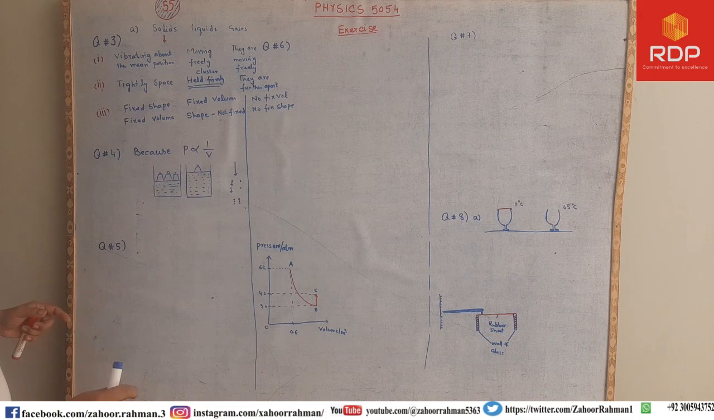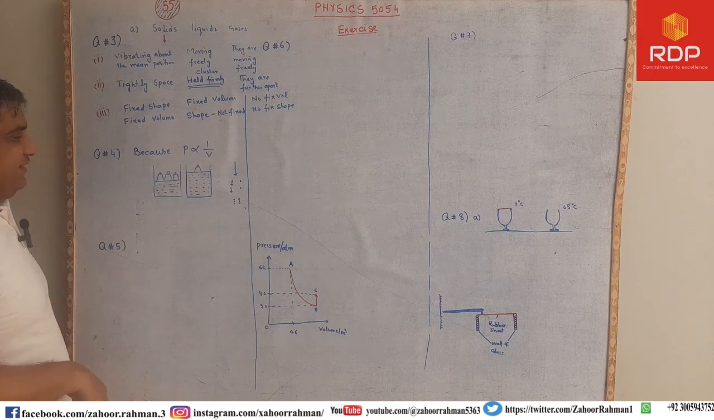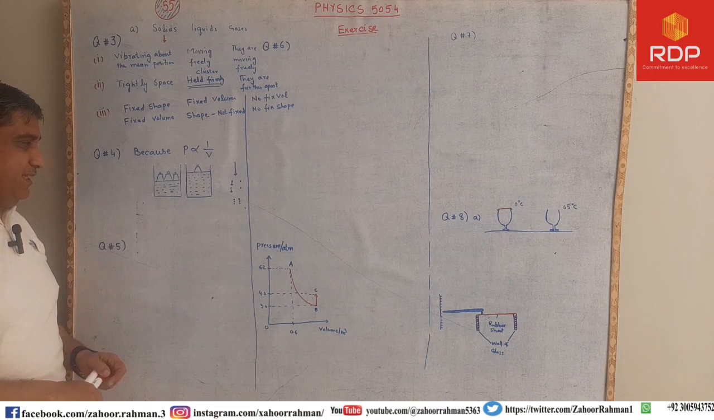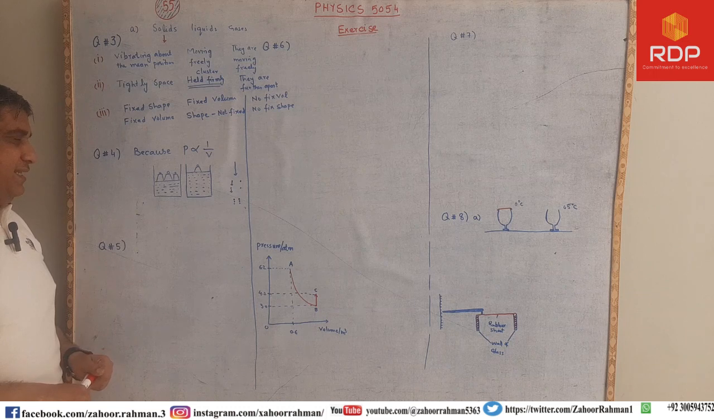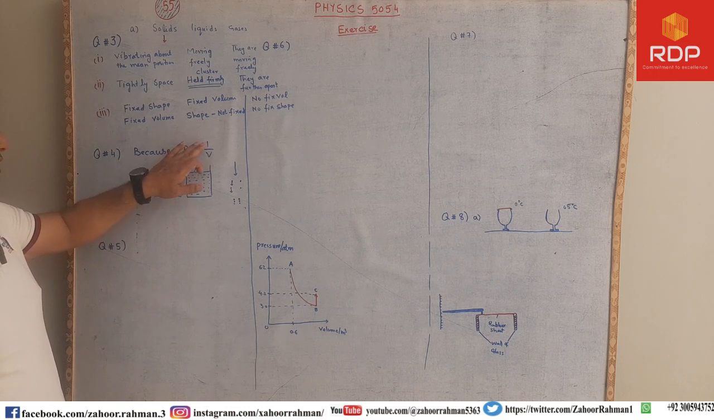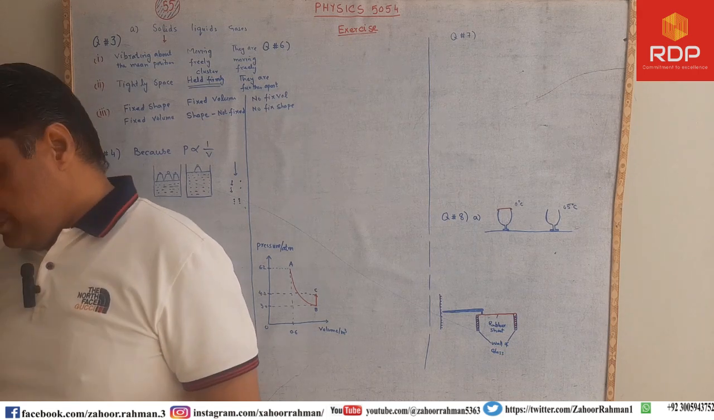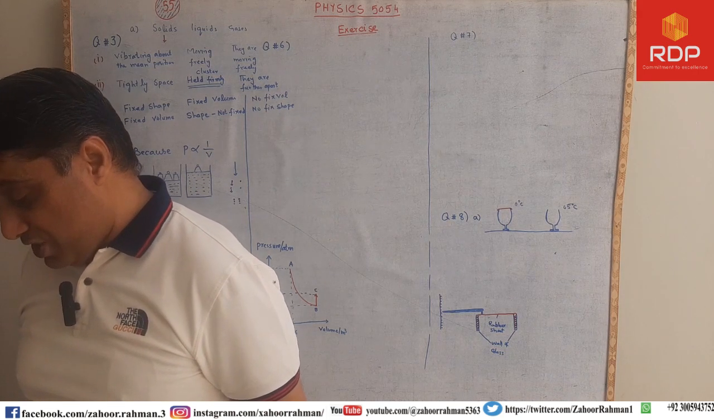So each and every molecule inside the container will feel pressure if you are putting a weight on it, which in turn will apply a force. Due to this particular phenomenon, we can explain that pressure is inversely proportional to volume. Okay, that was the fourth question.